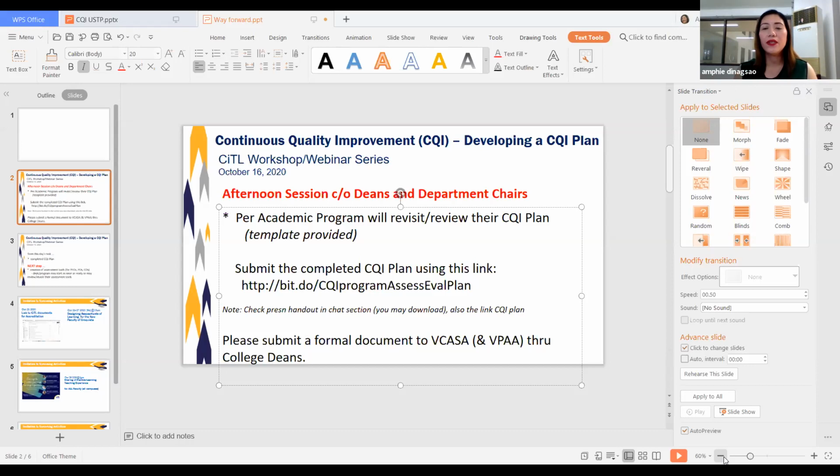There's a need. So just an announcement lang din po, no, na the president just called and then sabi niya talagang we will ensure na we have a good framework of the CQI.